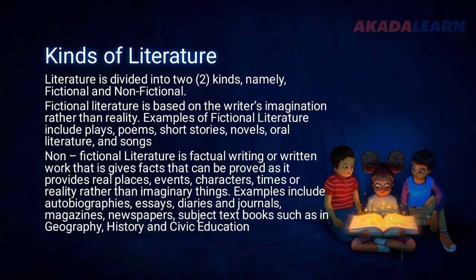Kinds of literature. Literature has various kinds. We have the fictional and non-fictional. Fictional literature is based on the writer's imagination rather than reality. Fictional literature has to do with the imagination. I sit down and imagine a supernatural world where we have machines. We live with machines. These are what we call fictional literature.